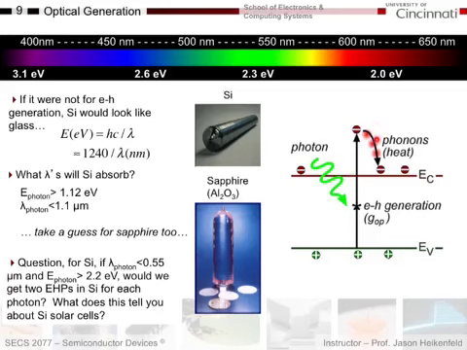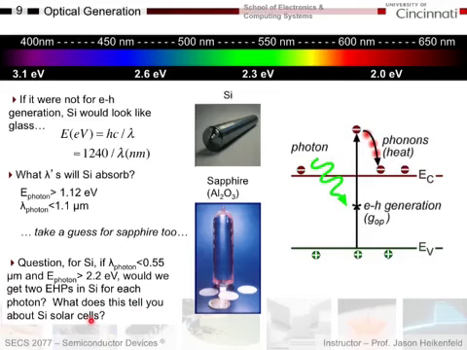As you can see in this diagram here, if you kick an electron even higher up because of a higher energy photon, it doesn't give you 2 electron hole pairs typically. Most of the time, probability favors it just coming down to the conduction band and giving up its energy as heat to the silicon. And so what's this tell you about silicon solar cells?